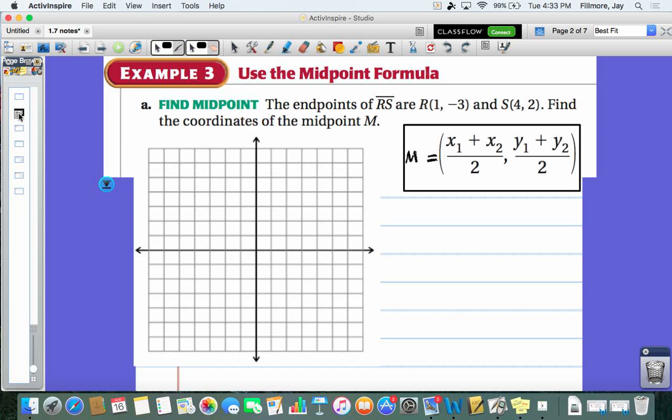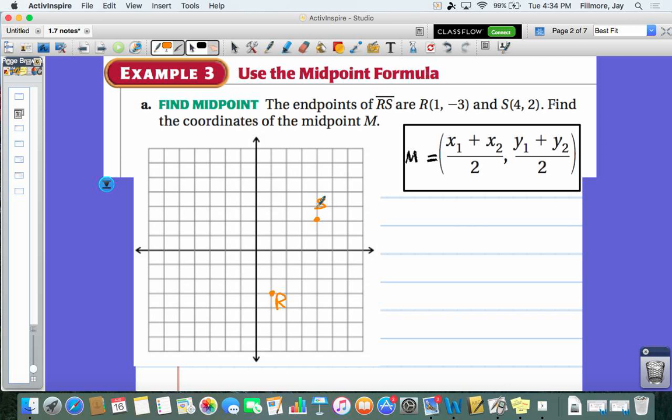So these are both formulas. Because they're both formulas, they're easy just to plug numbers into, right? We kind of like these. So let's say we're going to use the midpoint formula to find where the midpoint of a particular segment is. Here the endpoints of segment RS are at R, which is at (1, -3), and the second point is at S, at (4, 2).